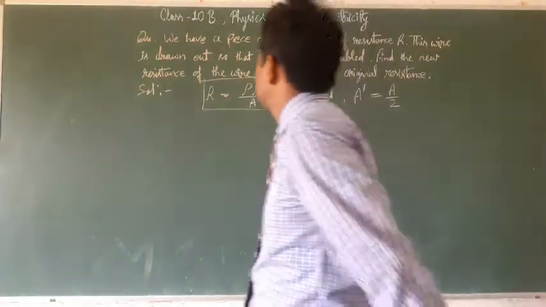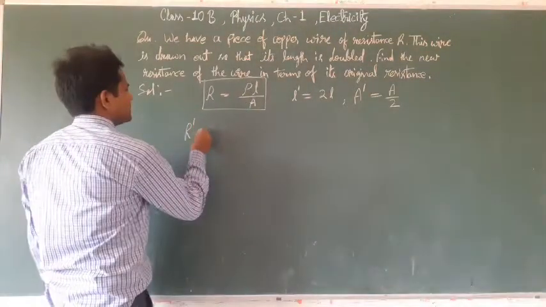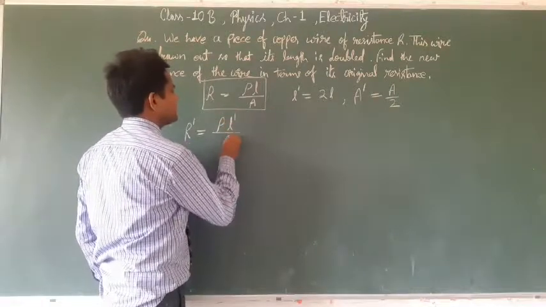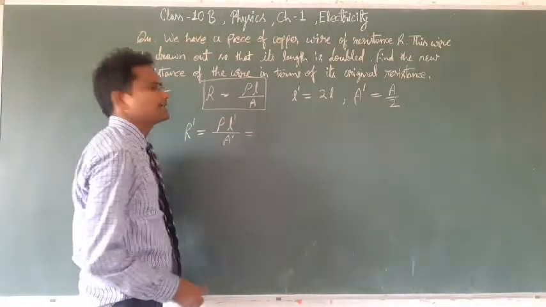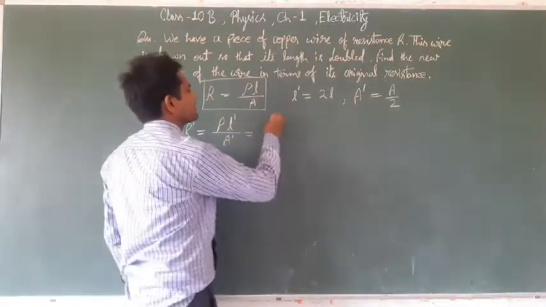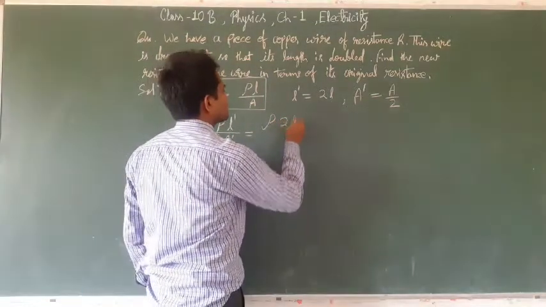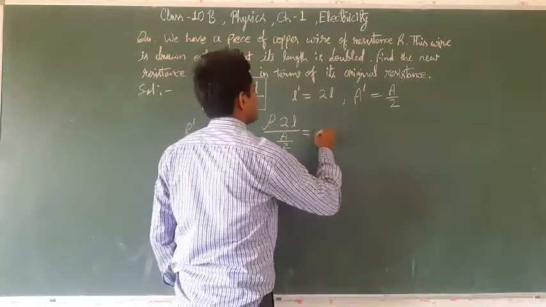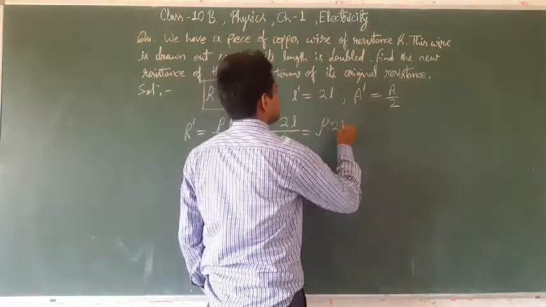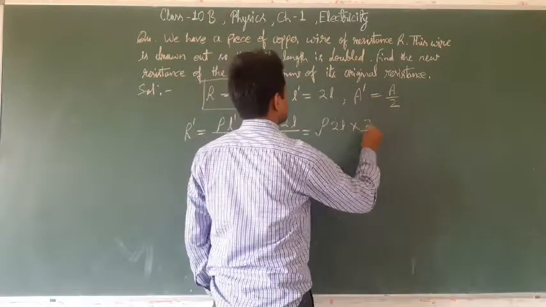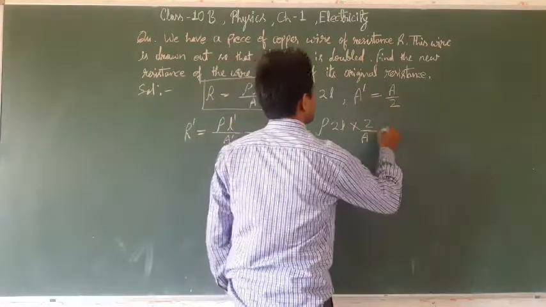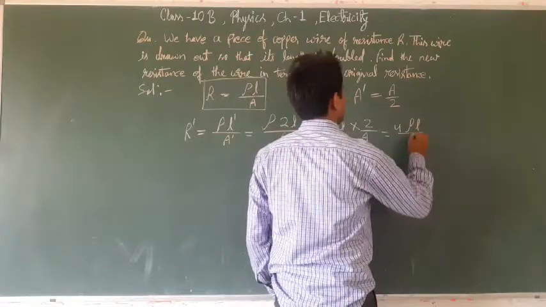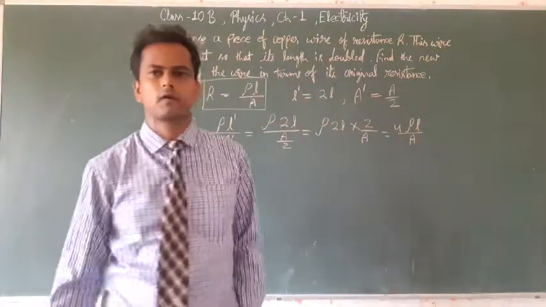Now R dash will be rho L dash by A dash. Put the value of L dash and A dash in it, then we get 2L by A by 2. Now solve. R dash is 2L into 2 by A, that is 4 rho L by A. Got it?